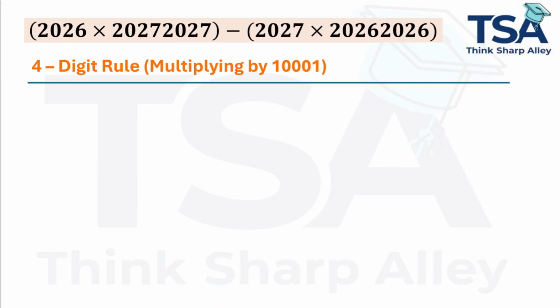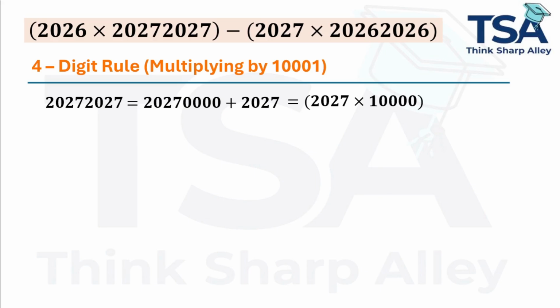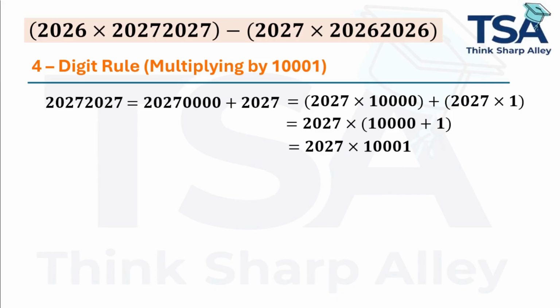This is exactly how we reverse engineer the number in our problem. That is 2027 and again 2027, which I can break into 20270000 plus 2027. Now the first number can be written as 2027 times 10,000 plus 2027 times 1. Again, using the distributive property, we can take 2027 common, that is, factor out 2027. I'll be left with 10,000 plus 1, which is equal to 10,001. Similarly, 20262026 can be written as 2026 times 10,001.